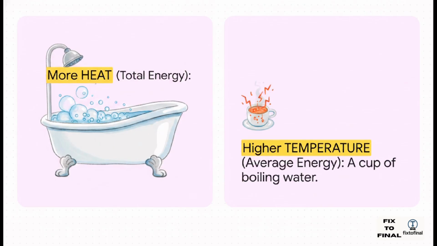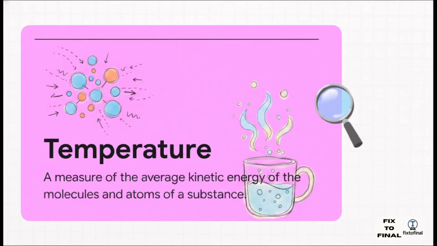Now, your gut might say the boiling water, right? It has a way higher temperature. But the bathtub actually holds way more total heat energy, and that's just because there's so much more water in it. So what is temperature, really? It's all about the average energy. Just picture all the tiny molecules in a parcel of air. Temperature is basically a measure of how fast they're all moving around, on average. In that little cup of boiling water, those molecules are just buzzing around like crazy. That's what a high temperature is.